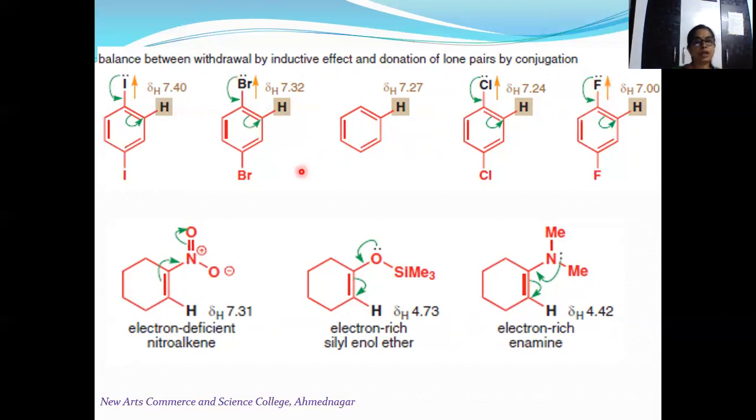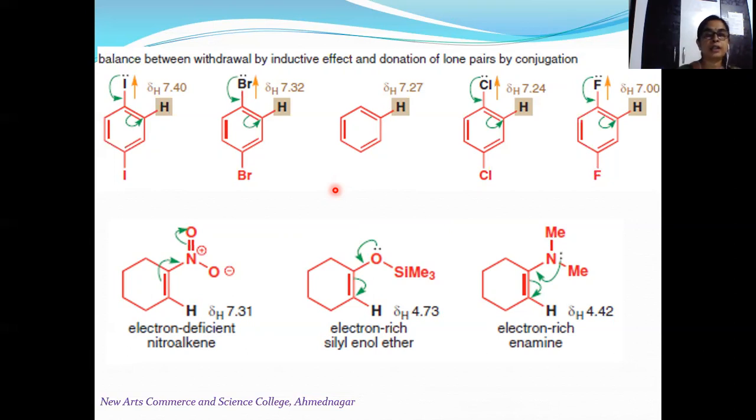What are these halogens going to do with aromatic compounds? Halogens will have electron withdrawing inductive effect. All the halogens will have electron withdrawing inductive effect. At the same time, all of them will show electron donating resonance effect. Now we know that inductive effect depends on the electronegativity. So fluorine, as it is more electronegative, its electron withdrawing inductive effect will be stronger, while iodine, as it is less electronegative, its inductive effect will be weaker.